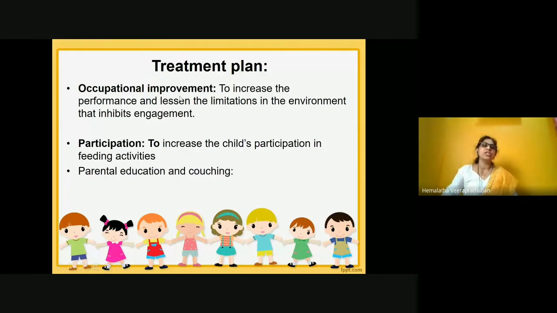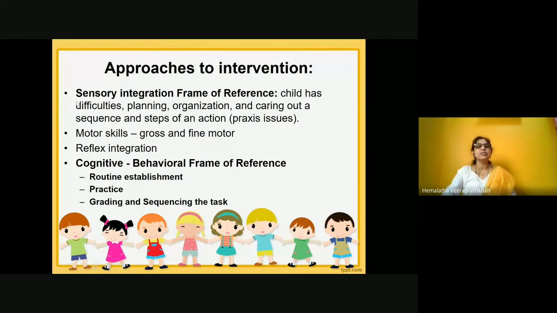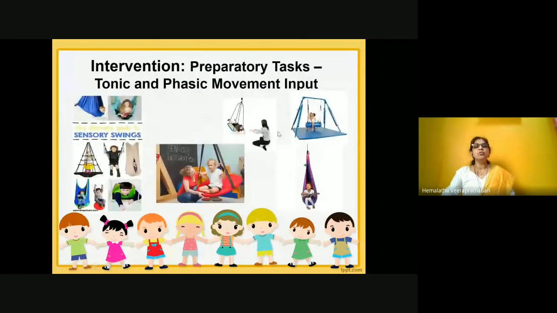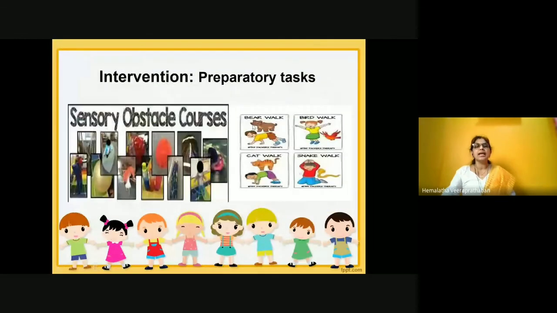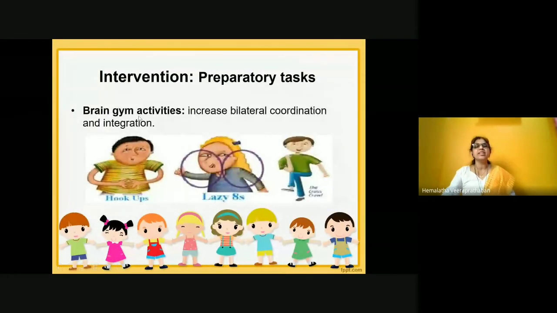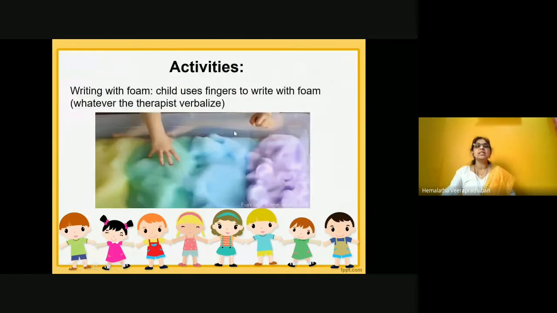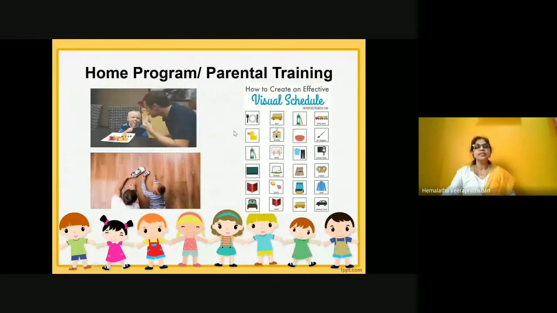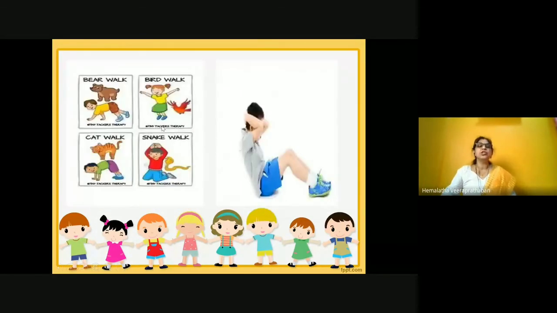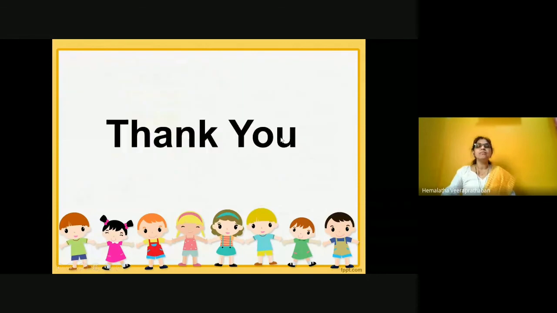The plan was occupational improvement and participation. These are all the approaches. We used some tasks of tonic and phasic movements. These are the texture-based activities. These are the preparatory tasks that we introduced. Yoga and finger twisters, a great activity. Push down, tug of war, group activities. This is the home program, time scheduling, creating bonding between the child in a flow-time manner. The task simplifications, and then home programs to strengthen.